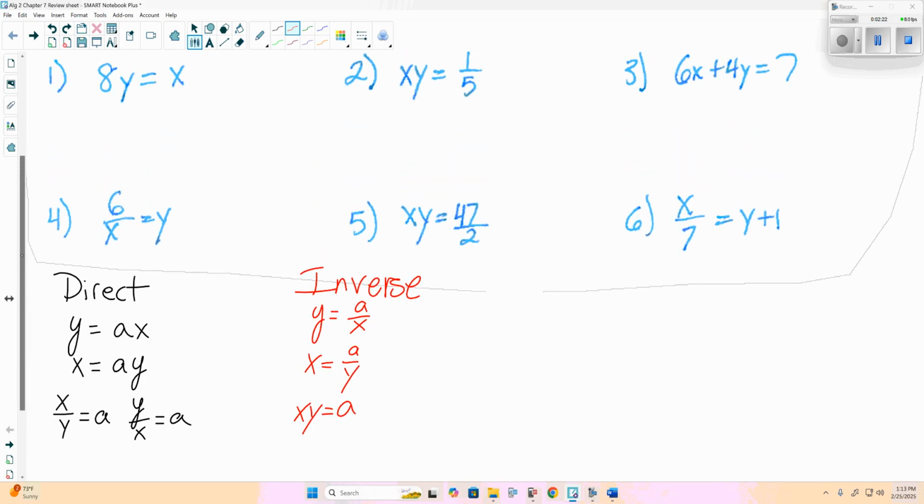So, if we look at number 1, 8y equals x. Is this direct, inverse, or neither? Inverse. So we can match it up. x equals a times y. a in this case is 8, so this would be direct. Number 2, x times y equals 1/5 would be inverse. Number 3, 6x plus 4y equals 7. Neither.